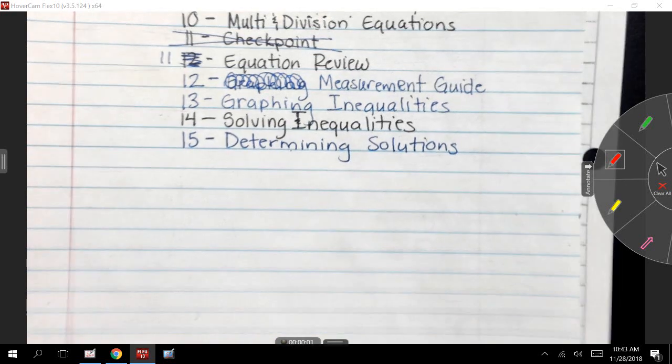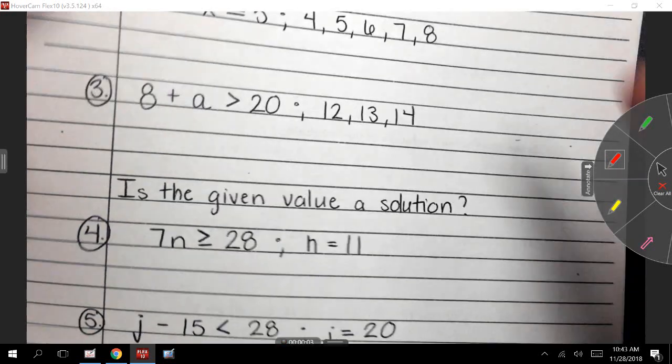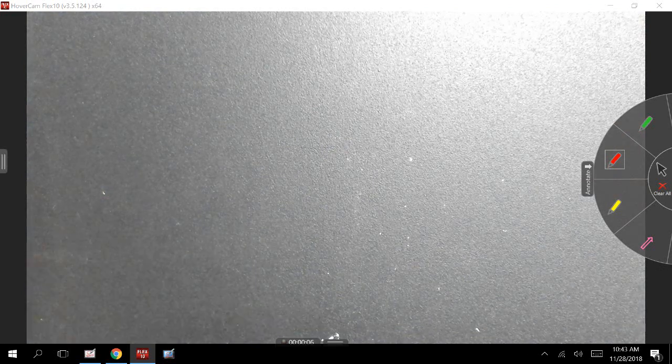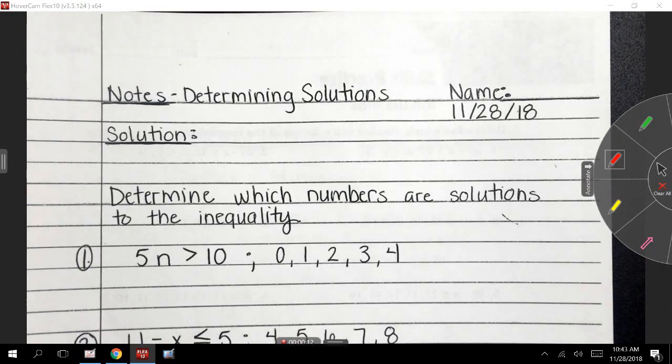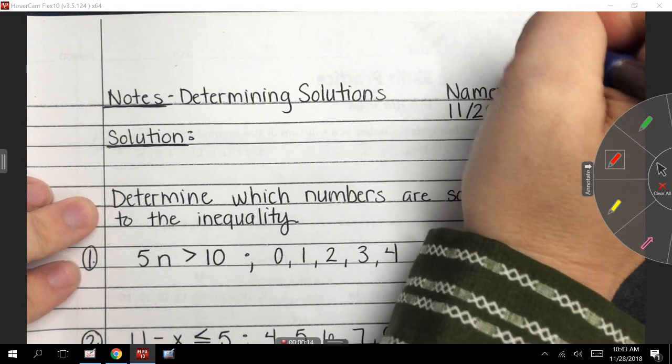All right, so in our notes today, we're doing number 15. Again, good news, it's going to be a really easy day, hopefully, in the math department as far as what we're doing. But we are going to have a little bit of writing involved today.